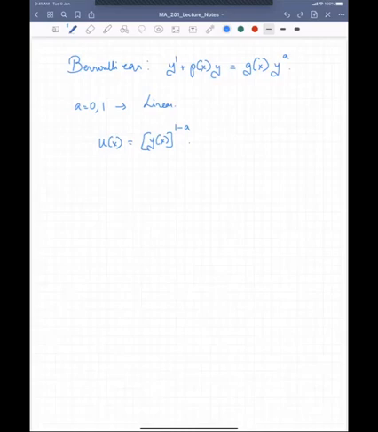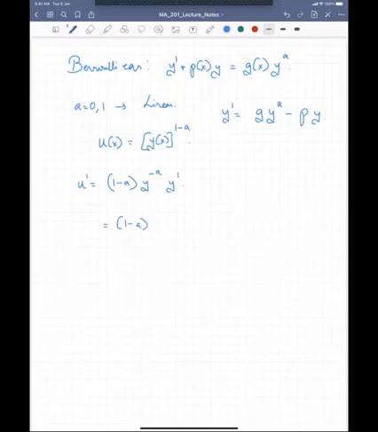So we can trivially check that works because u prime is given by 1 minus a, y to the 1 minus a, which is y to the minus a times y prime. Okay, so this is my u prime in terms of y prime. But of course, I know what my y prime is from this equation. Y prime is obviously g y of a, y to the a minus p times y. So let us substitute that here. So this is 1 minus a y to the minus a times g times y of a minus p times y, where g and p are functions of x. So I'm just writing it as g and p for brevity.